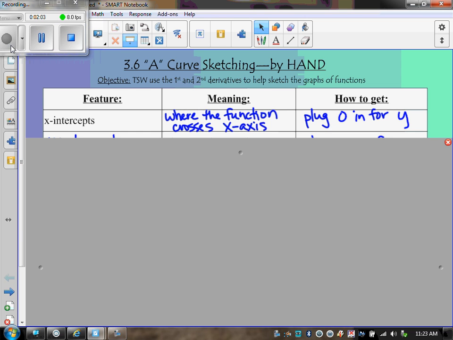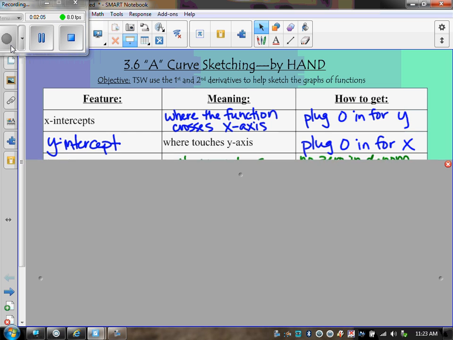Okay? So the next feature we're going to talk about, where does it touch on the y-axis? If it touches the y-axis, what's that called? A y-intercept, right? And so how would I get the y-intercept of a graph? Well, I'd plug in 0 for x. I'd plug in 0 anywhere I see an x, I'd solve, and I get a whole bunch of y equals. That's where I touch the y-axis. X-intercepts, y-intercepts.